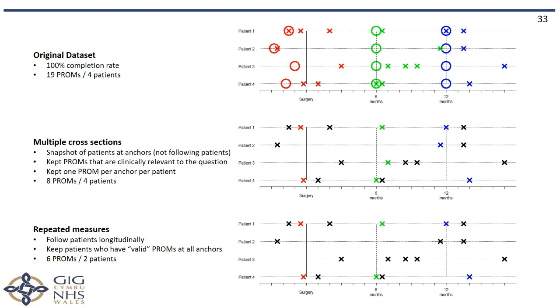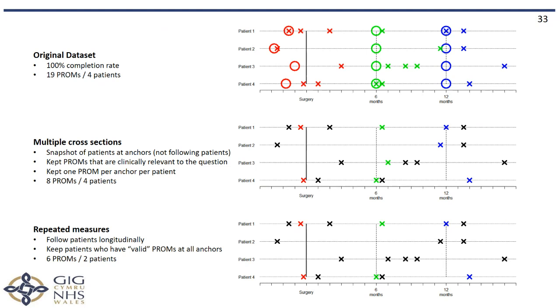Then the middle chart, we considered how our system actually collects PROMs from patients. And we did some work to ensure that we only analyze clinically relevant PROMs. And we ensured that we'd only analyze 1 PROM per anchor per patient to avoid duplication. And so we end up here with 8 PROMs from 4 patients. And at this stage, it is possible to do analysis with multiple cross sections.